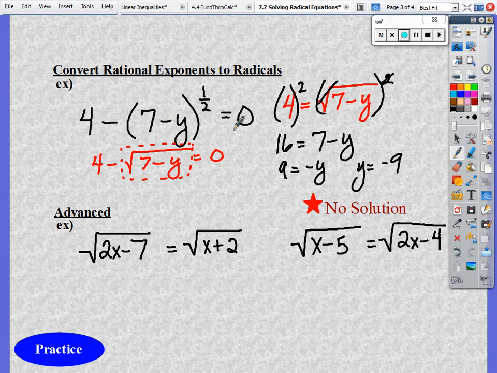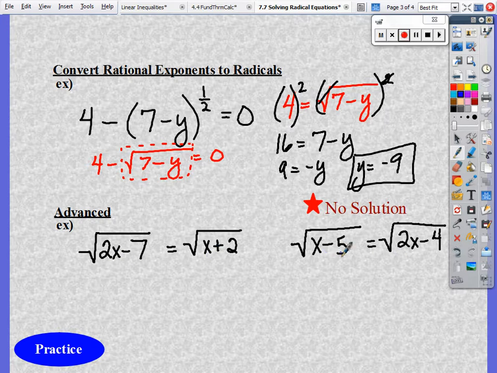4 minus 4 is 0. Bam. There it is. Negative 9 is my solution to this radical equation. Still moving on, we take a look at some more advanced ones. This is where we have double radicals, a radical on each side. Now, sometimes you kill 2 birds with 1 stone, like on this problem.